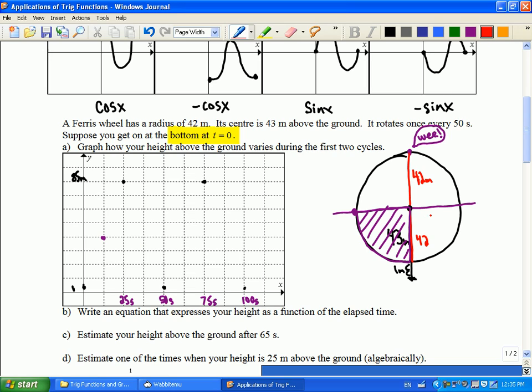So if you were to picture this rider getting on, and let's say they rotated like this till 12 and a half seconds, 25 seconds, 37 and a half seconds, right? They're doing what you've already been doing on the graph. They're going from minimum to center to maximum to center to minimum to center to maximum to center to minimum. They're bouncing up and down like a trig graph. Okay. So it would roughly look like this as we plot it out.